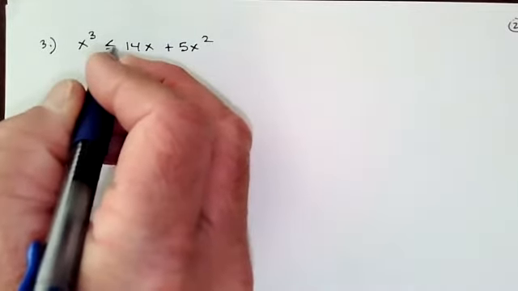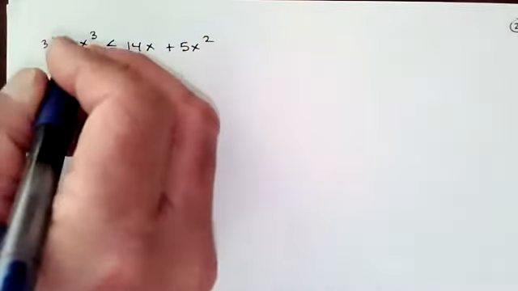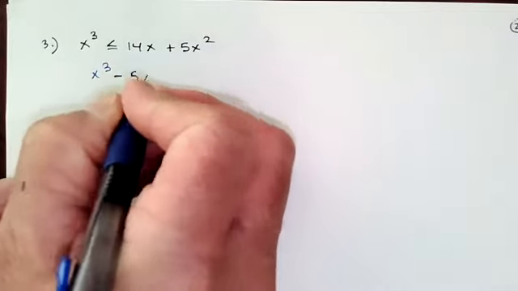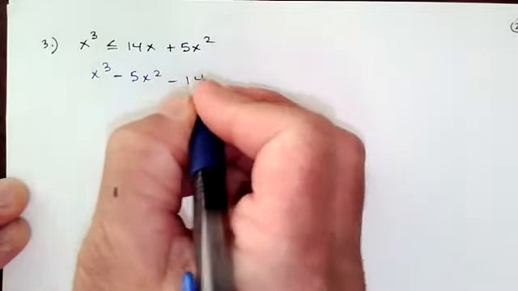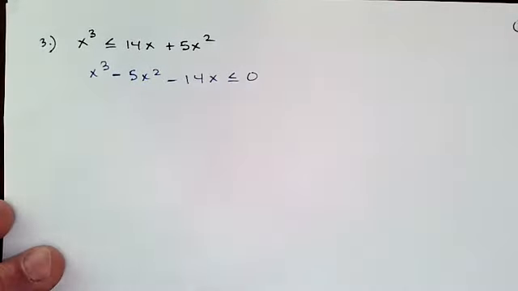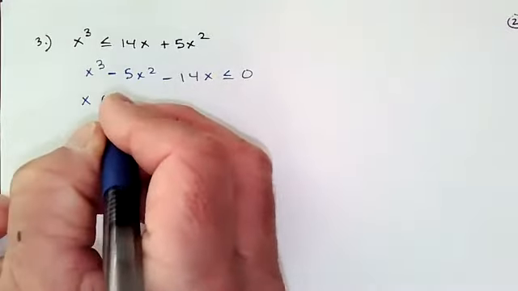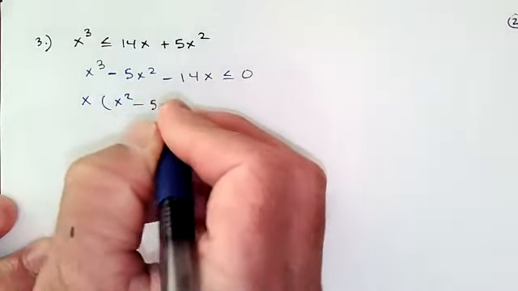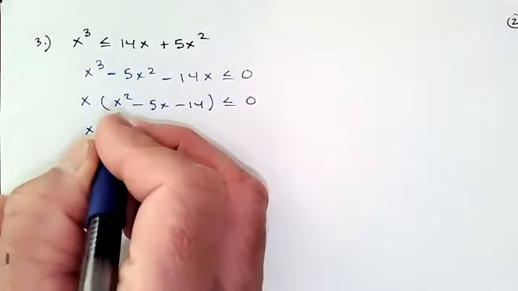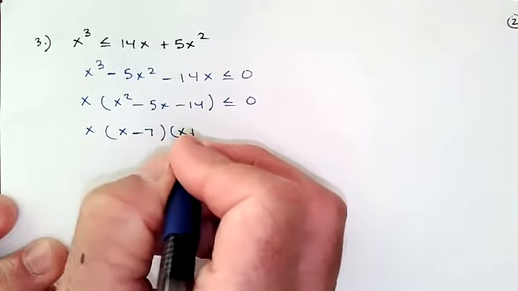So that means we're going to move everybody over. If I have x cubed less than or equal to 14x plus 5x squared, first step is to move everybody over to one side. Let's make this x cubed. Let's put the minus 5x squared next. Minus 14x less than or equal to 0. Each term has at least one power of x, so let's factor that out first. Factor this completely. This factors into x times (x minus 7) times (x plus 2).